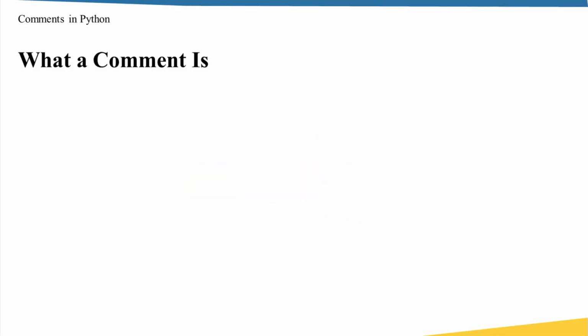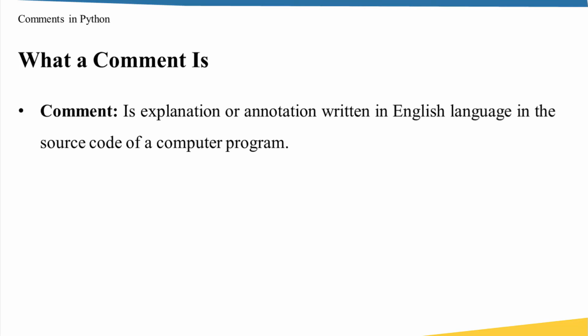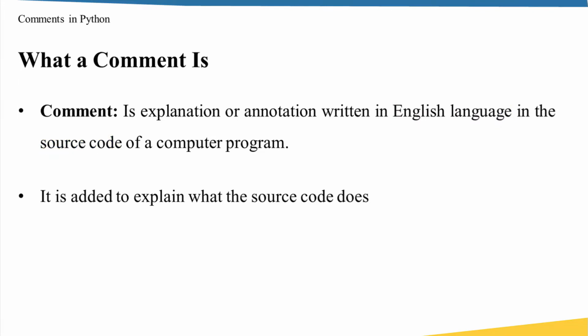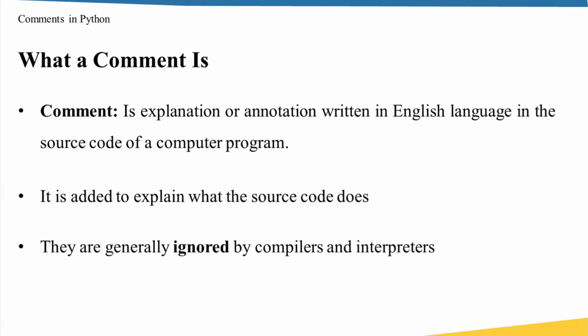First of all, I will define what a comment is. A comment is an explanation or annotation written in the English language in the source code of a computer program. Usually comments work as hints to highlight what the source code does in the place in which they are written. And keep in mind that comments are totally ignored by compilers and interpreters. In other words, when you run your program, they will not change the normal behavior of your program.